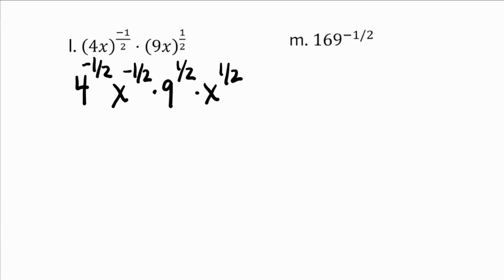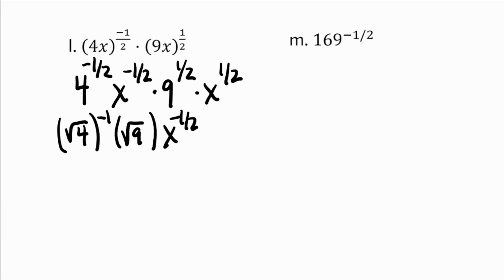Okay, 4 to the negative 1/2 is the square root of 4 to the negative 1 power. 9 to the 1/2 is just the square root of 9, and then I'll just put the x's together. Because if we're just multiplying a bunch of things together, we can multiply in whatever order we like. So the square root of 4 to the negative 1 would be 2 to the negative 1 times 3 times x to the negative half times x to the positive 1/2.